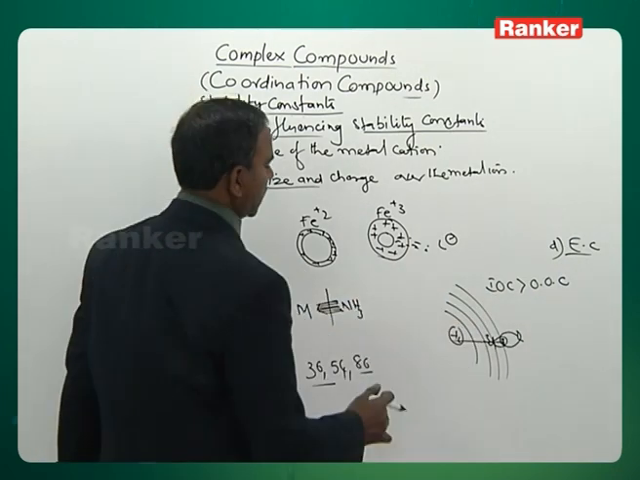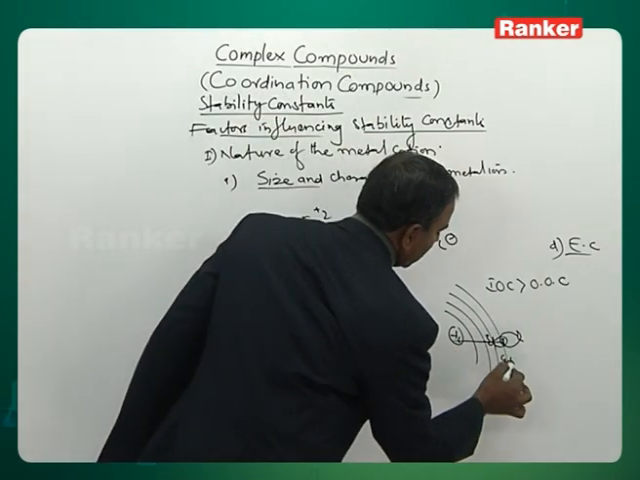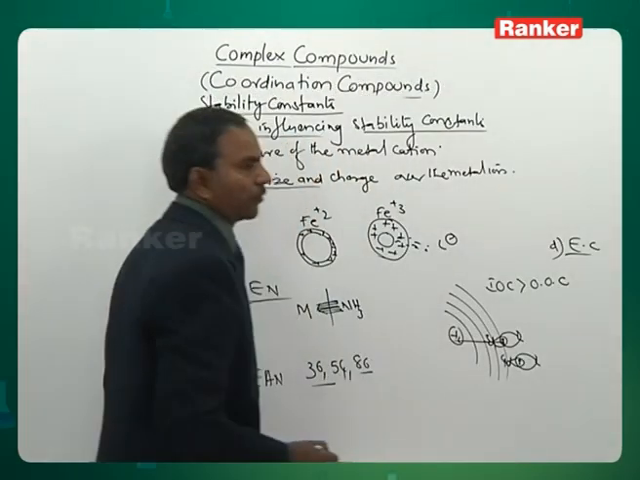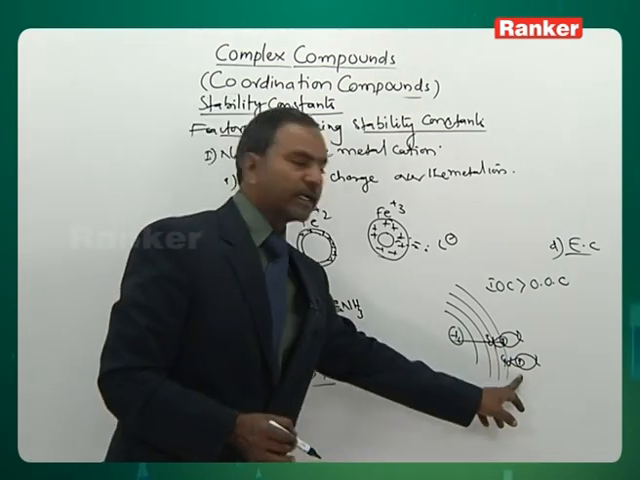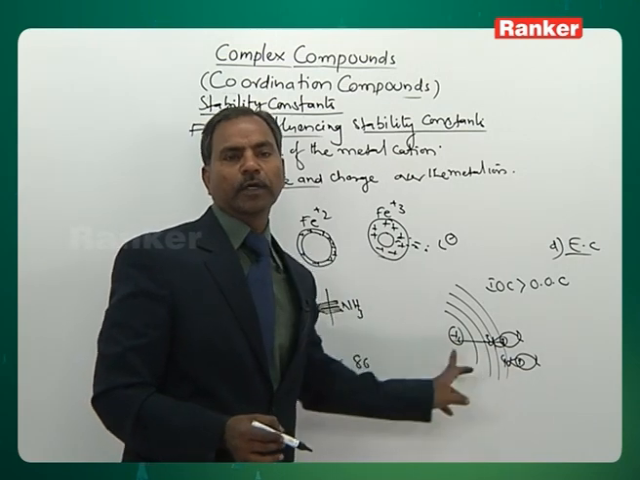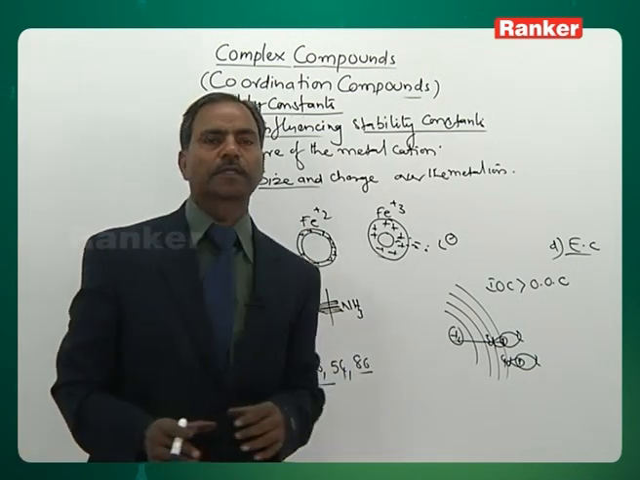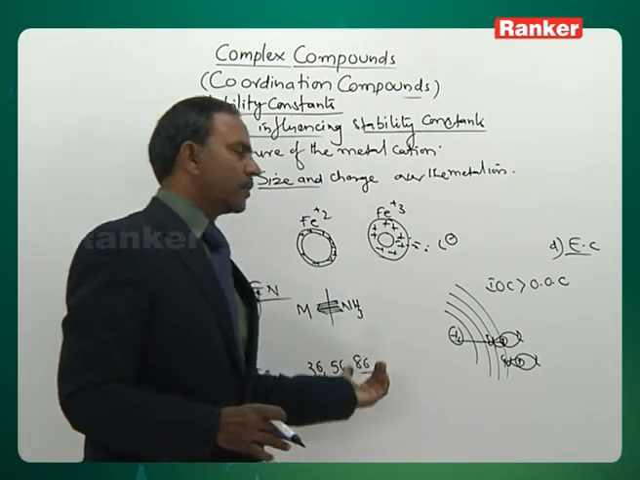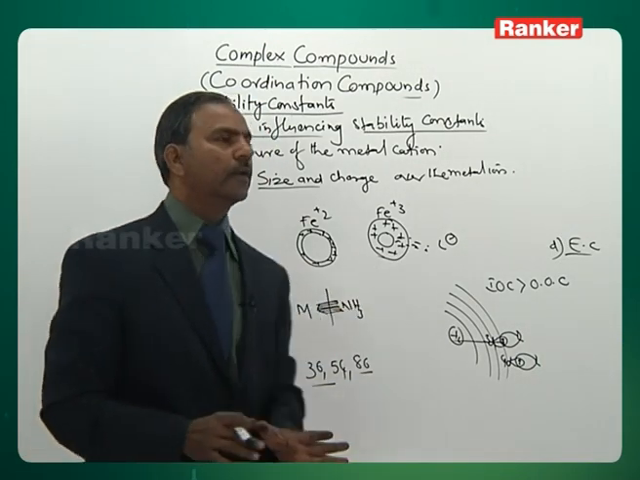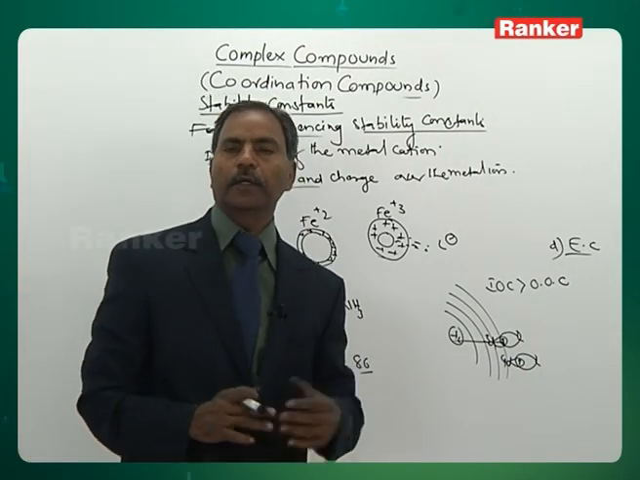Consider the outer orbital complex. Outer orbital complexes involve the 4d orbital, which you can clearly observe is a little away. So the bonded pair of electrons will be away from the nucleus of the metal ion, with less attraction force over the bonded pair, then the strength of the bond will be less. Therefore, outer orbital complexes are found to be less stable. So inner orbital complexes are more stable, outer orbital complexes are less stable. This is the concept of how stability constants are influenced by the nature of the metal ion.